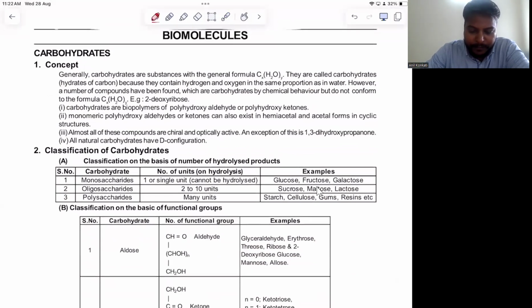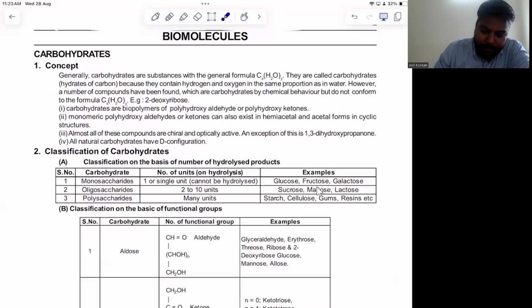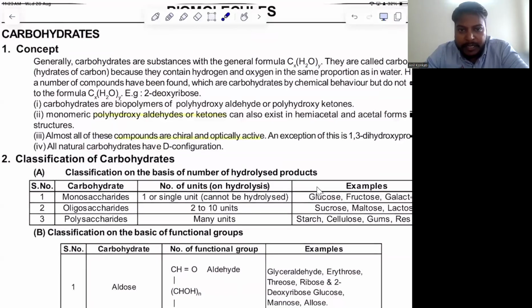For biomolecules, the basic definition of carbohydrates is polyhydroxyaldehydes or ketones that should be optically active. So remember these wordings mainly. These two are the main definitions for carbohydrates: polyhydroxyaldehydes or ketones which are chiral and optically active.